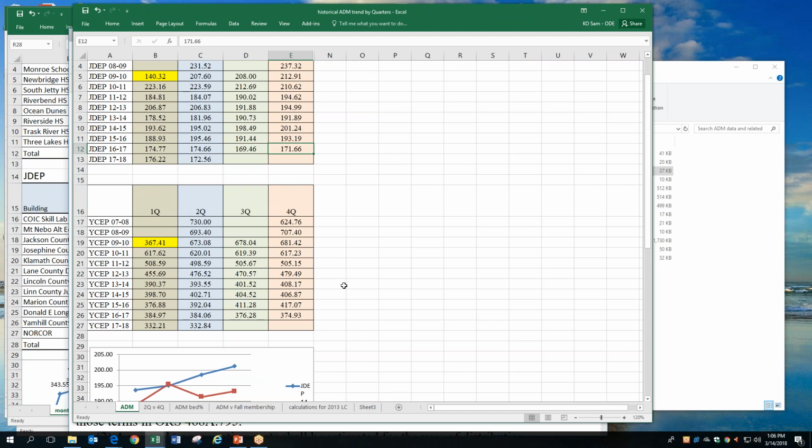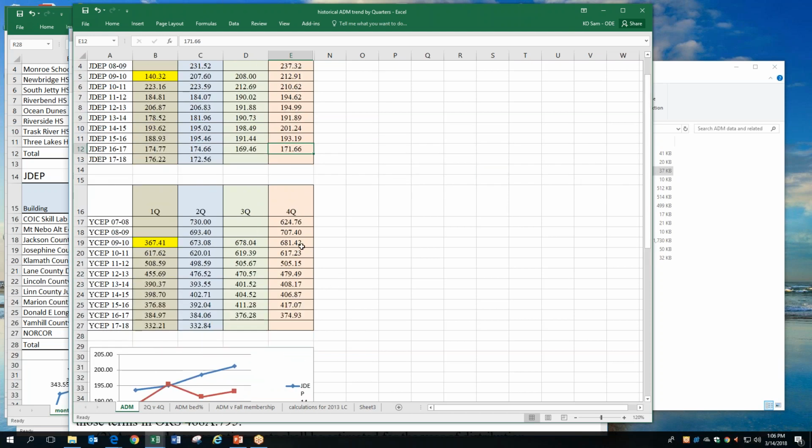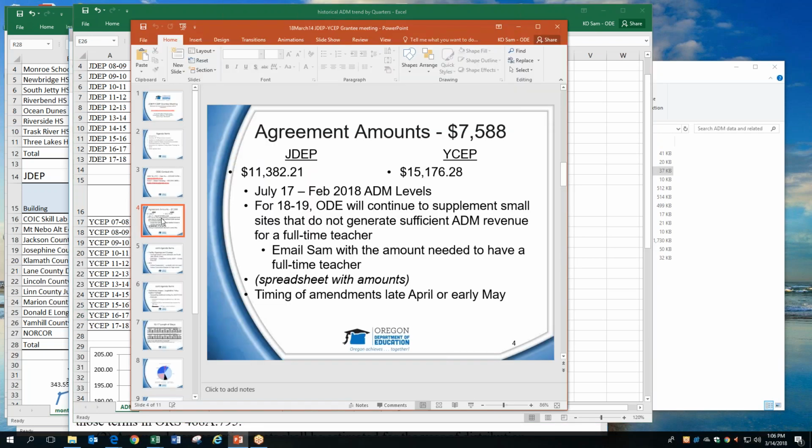But YCEP, which is good because it shows that crime is down, has gone from 681, 617, 505, 479, and so forth, and then 374, and right now we're at about 332. So historically, YCEP has a downward trend because we're incarcerating fewer kids, less crime. But of course, that means less funding for us. But in the grand scheme of things, if we have less crime and we're incarcerating fewer kids, that's better for everybody. Actually, that's better for society as a whole.